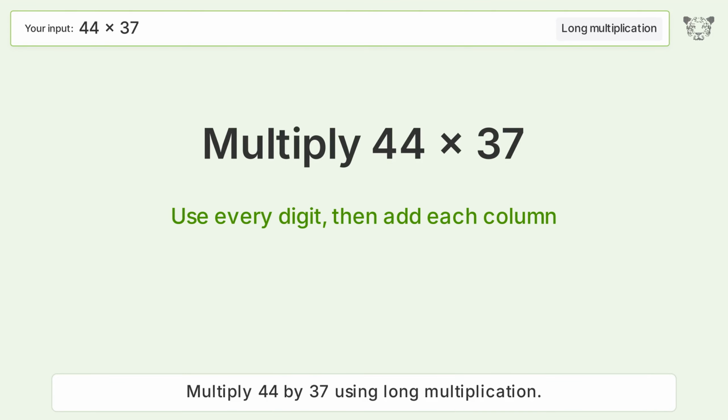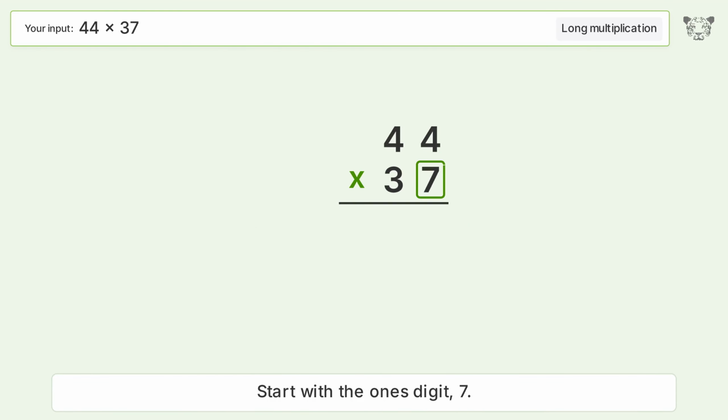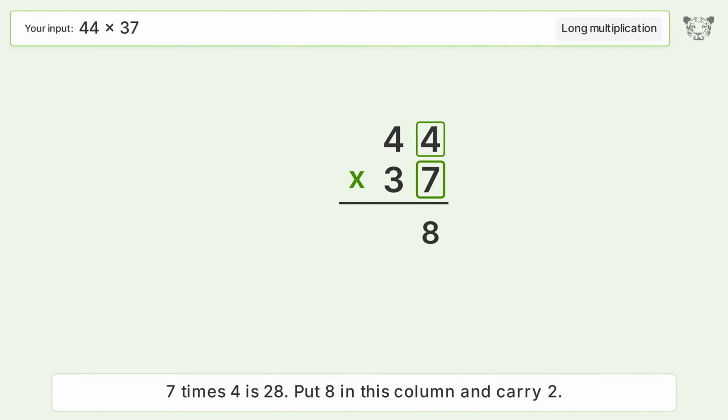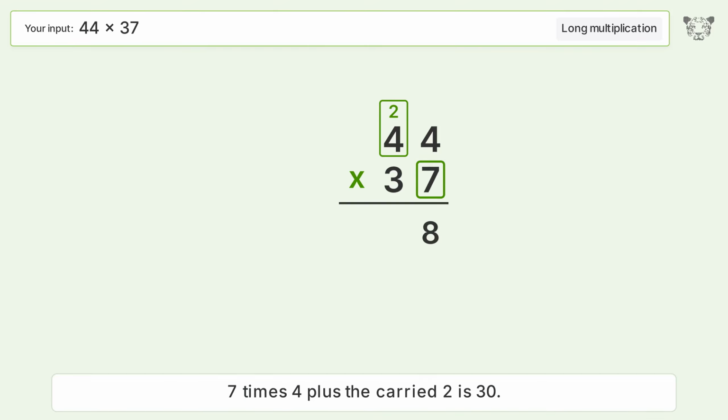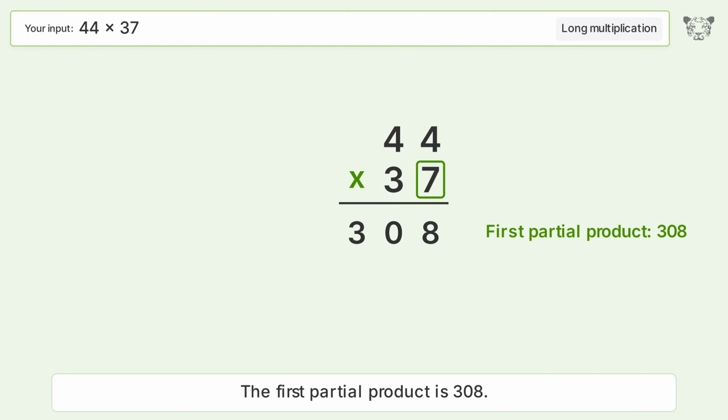Multiply 44 by 37 using long multiplication. Start with the ones digit, 7. 7 times 4 is 28. Put 8 in this column and carry 2. 7 times 4 plus the carried 2 is 30. The first partial product is 308.